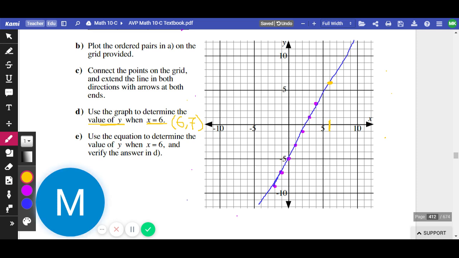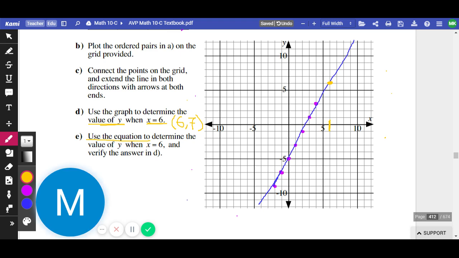Use this equation to determine the value of y when x equals 6. We already did that. Oh, use the equation too. We could do that, I don't think we need to. We've done enough with the equations. Okay? The big thing is how to read a graph now. Does anybody have any questions on that? Did that make sense? Clear as mud? Good.